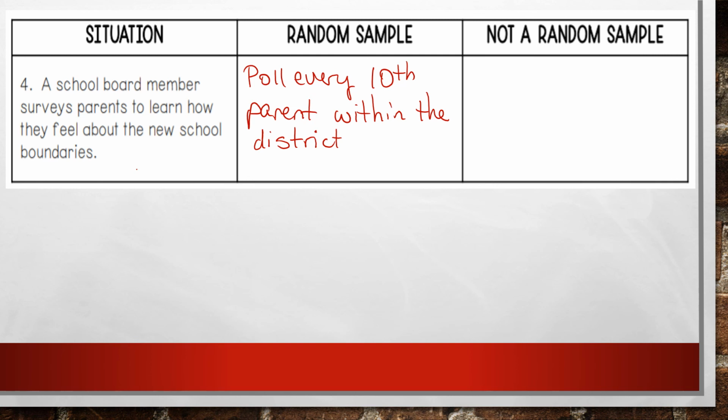So a sample that would not be random could be just surveying the people that showed up for a school board meeting, because that only includes the people who went to the meeting.